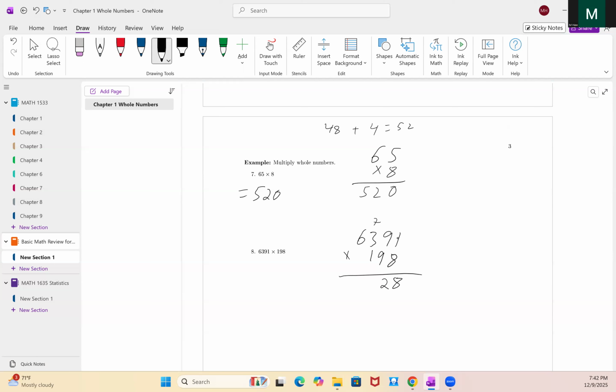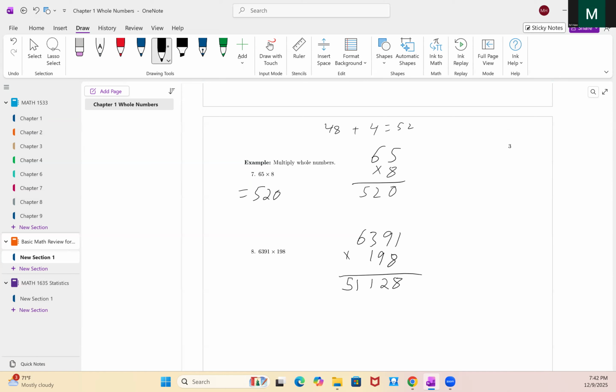8 times 3 is 24. 24 plus 7 is 31. 1, carry over 3. 8 times 6, 48. 48 plus 3, 51. So we put the 51 here. Now we move on to the next digit to the left, which is 9. And we multiply each of the digits on the top with 9, starting from the rightmost digit.